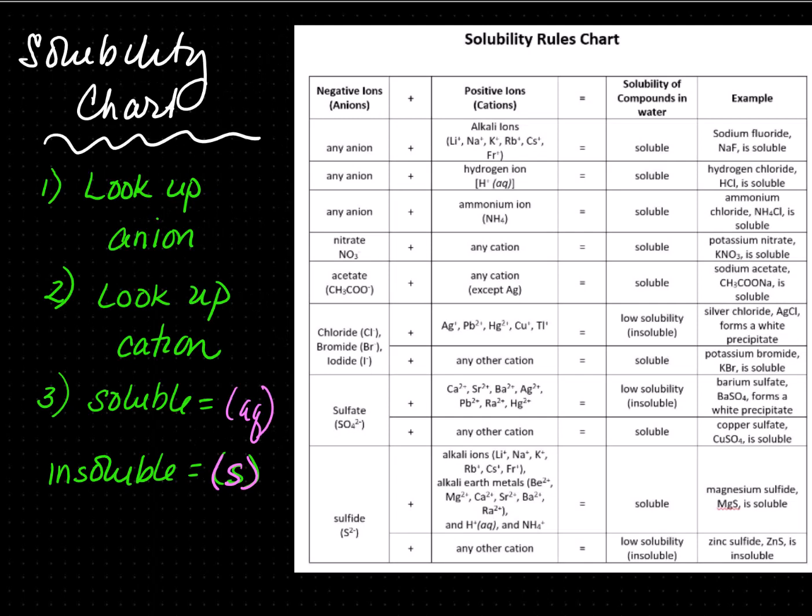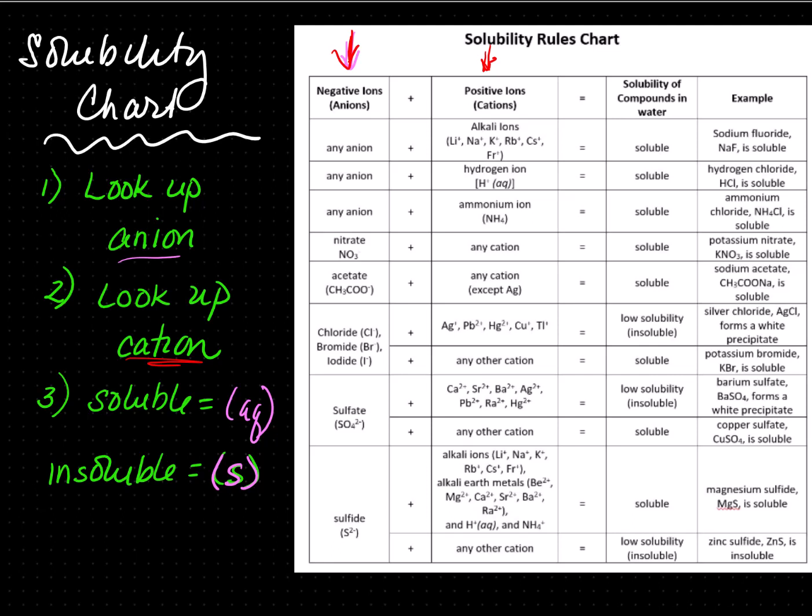To use a solubility chart, you must look up the anion. If you look at the first column here, it is the anion. After I look up the anion, I look up the cation, so I go across, and the second column is my cation. Anything that's soluble is AQ. Anything that's insoluble will be a solid.